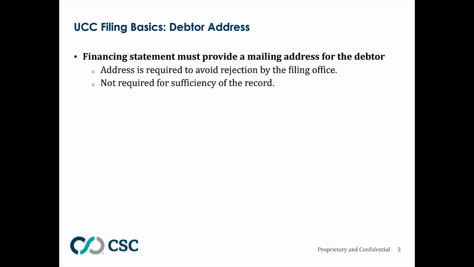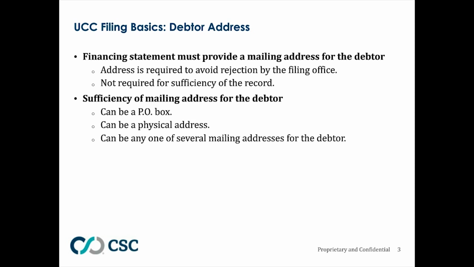Now, as far as what is a sufficient mailing address for the debtor, Article 9 is generally very generous to the secured party. Just about anything goes as long as it's a mailing address. There is no the address for the debtor or the mailing address. There's no single address that necessarily is the correct mailing address for the debtor. It is simply a mailing address that has to be provided, and as such it can be a P.O. box, it can be the street address of the debtor, and it can be any one of several mailing addresses for the debtor, as long as it's a mailing address for the debtor.